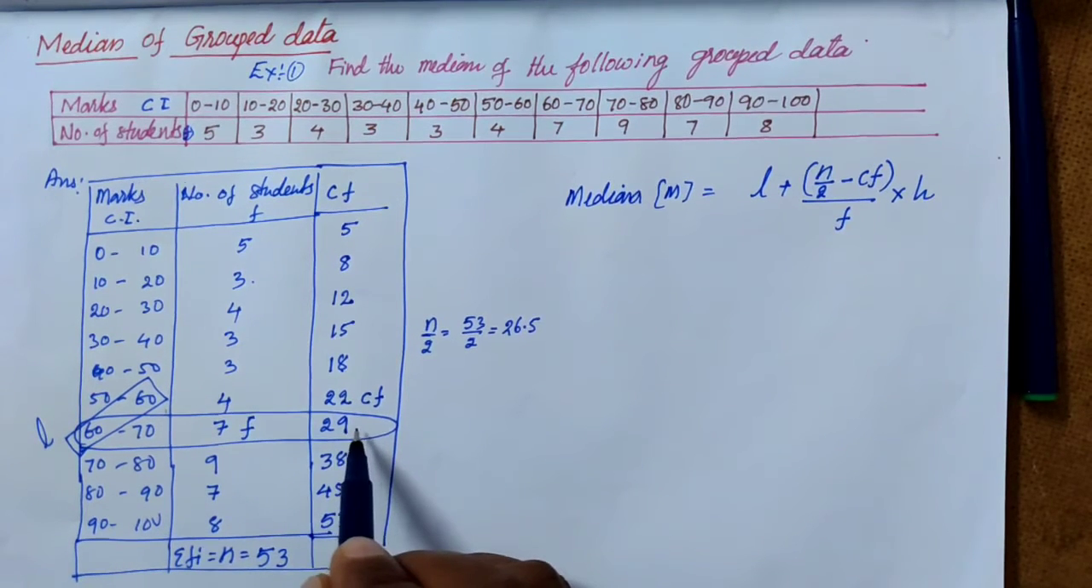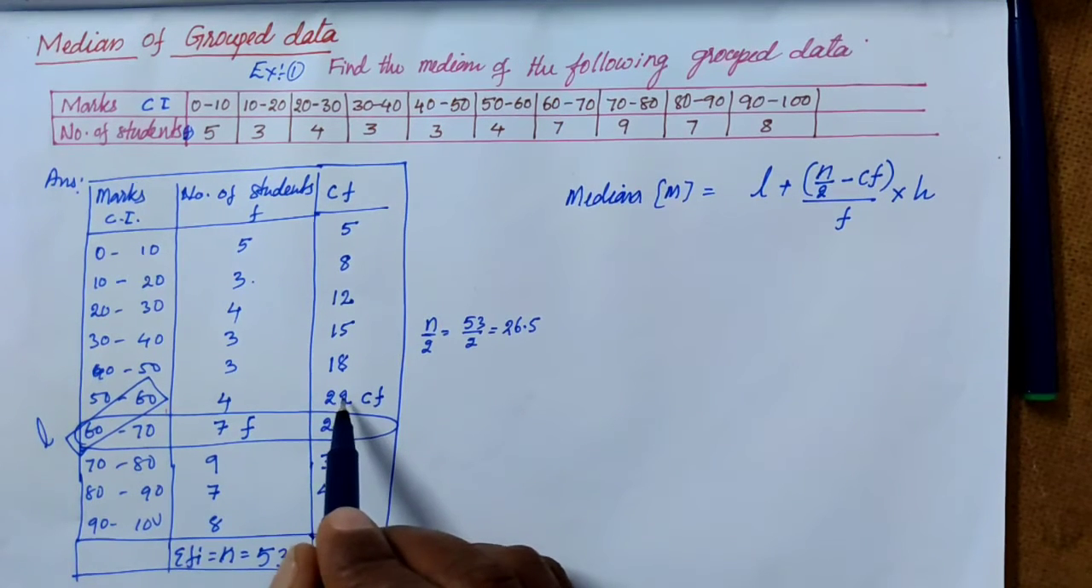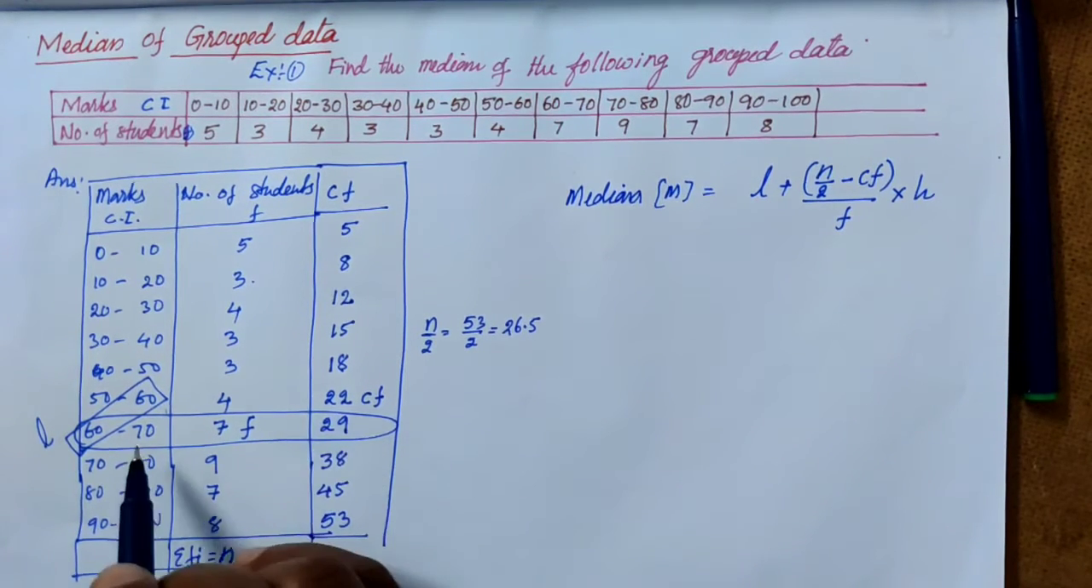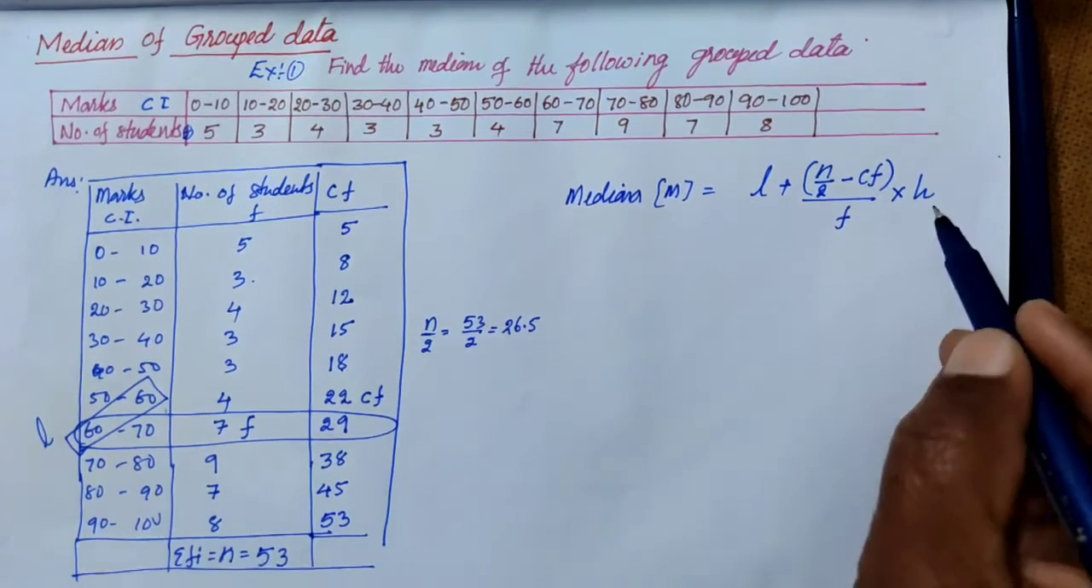We should not take this 29, we have to take 22, and this 22 is the cumulative frequency preceding the median class. Okay, now we have to find L again.